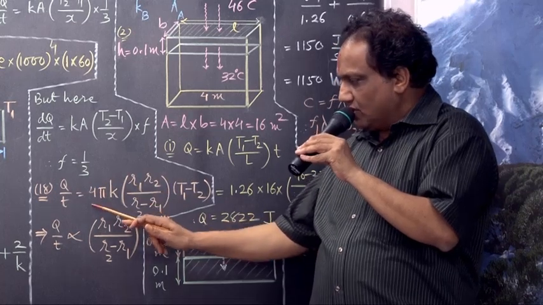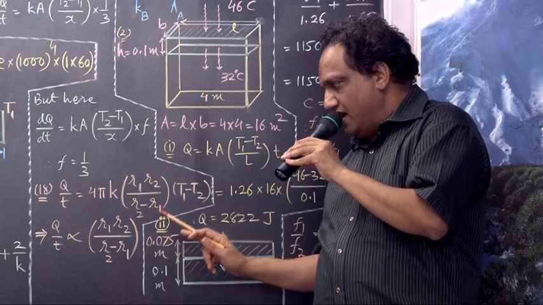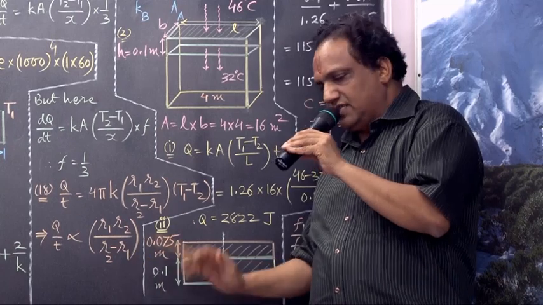Now look here, this part is constant. This part is also constant. So now Q by T is proportional to R1 R2 upon R2 minus R1.